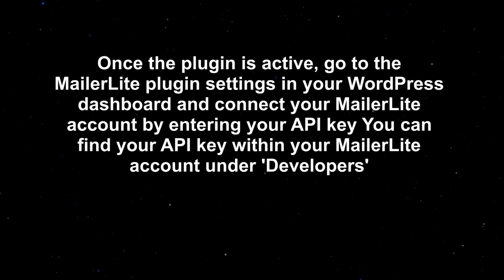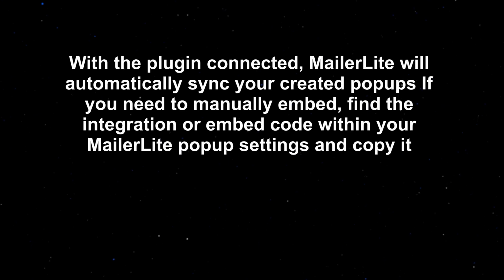Once the plugin is active, go to the Mailerlite plugin settings in your WordPress dashboard and connect your Mailerlite account by entering your API key. You can find your API key within your Mailerlite account under Developers. With the plugin connected, Mailerlite will automatically sync your created pop-ups.